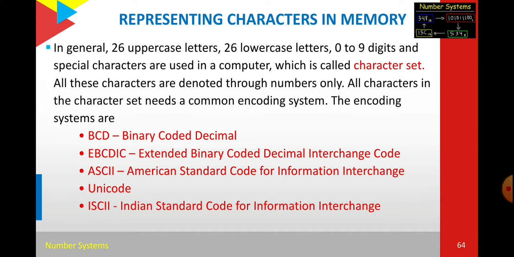Now you can see how these characters are represented in computer memory, how the computer can recognize every character. All these characters are denoted through numbers only. We already learned that computers can understand only the binary language. Whatever input we feed to the computer, whether text data, audio data, graphics data or numerical data, the computer can understand only the binary format. This data is converted into binary form. So how can this conversion take place, and how are the common encoding systems found?